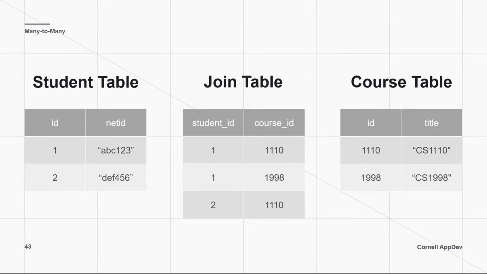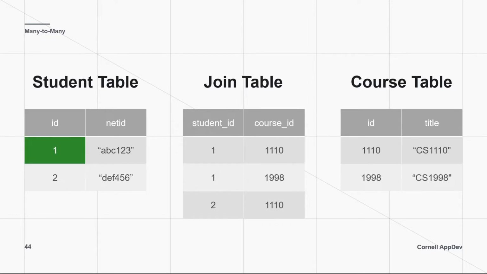Now all we do is we add as many rows as we want. So if a student is in 7 courses, that means we have 7 rows, each with the same student ID and different course IDs. And if you have 30 students in a course, we have 30 rows with the same course ID and different students.